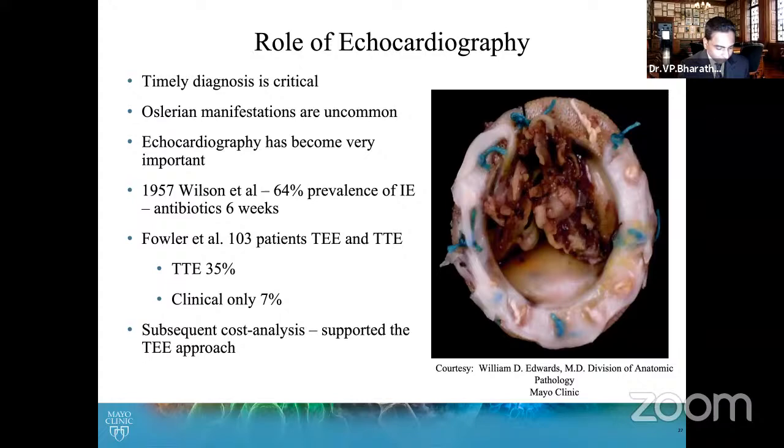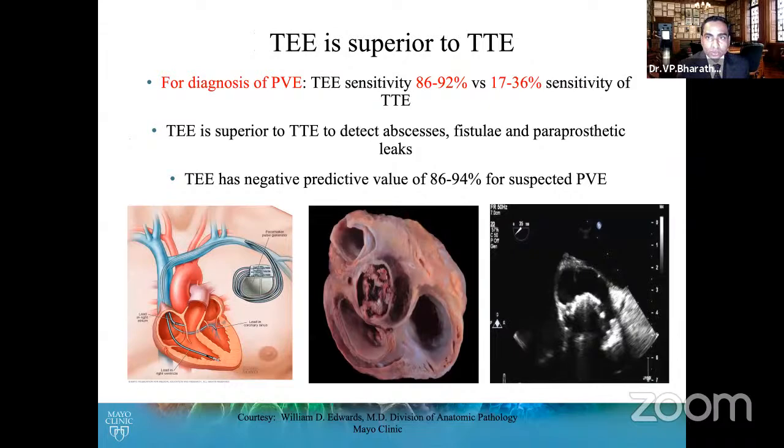We all know that TEE is superior to TTE, especially for the diagnosis of prosthetic valve endocarditis. TEE is far superior to transthoracic. So if the transthoracic echocardiogram is negative and your clinical suspicion persists, you should always do TEE. It is very important for detecting abscesses, fistulas, and paraprosthetic leaks, and TEE has a negative predictive value of about 90%. So even if the TEE is negative, it doesn't mean that it's completely clear.